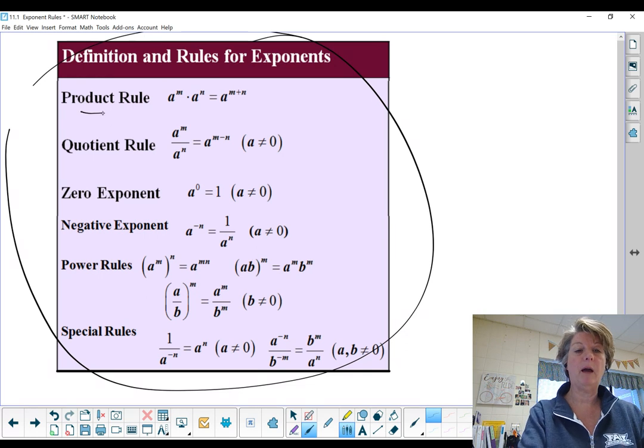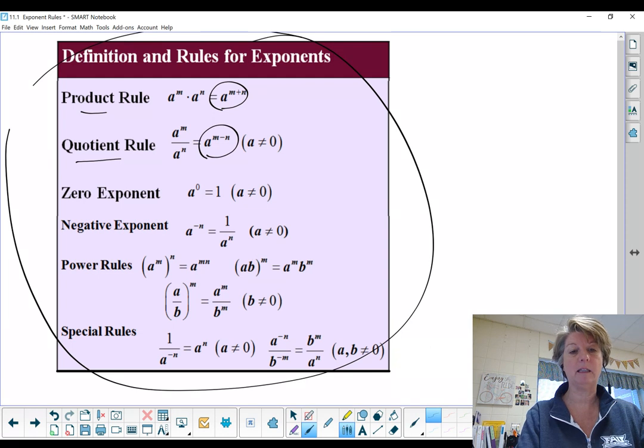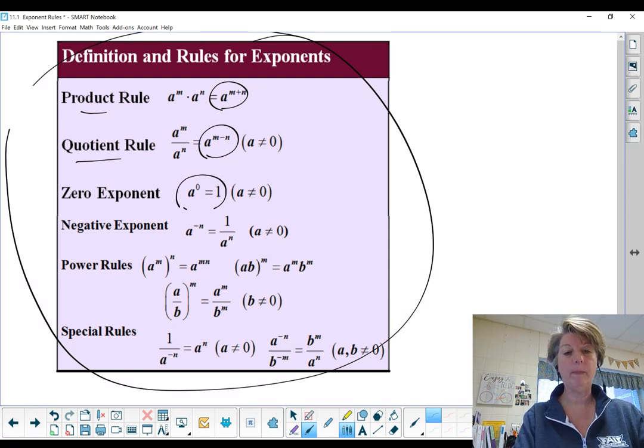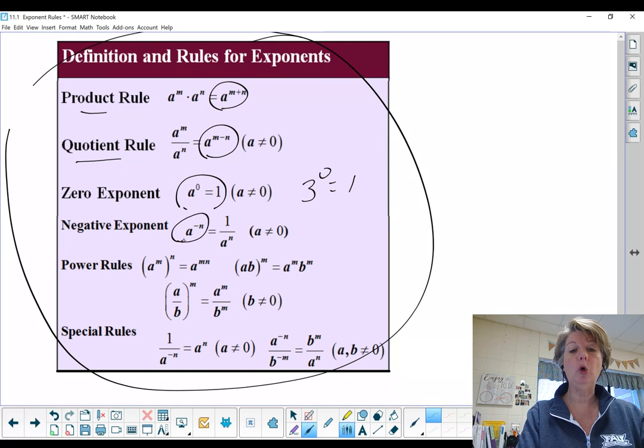We've got the product, the quotient, the product where we add the exponents, quotient where we subtract the exponent, the zero property, which gives us a value of 1. So like 3 to the 0, we know that that would turn out to be 1. Negative exponents move the entire expression. So if I had a negative exponent, I would move it as 1 over, it drops it to the denominator. Power rule, these two powers end up multiplying when I have a single base with a power raised to a power.